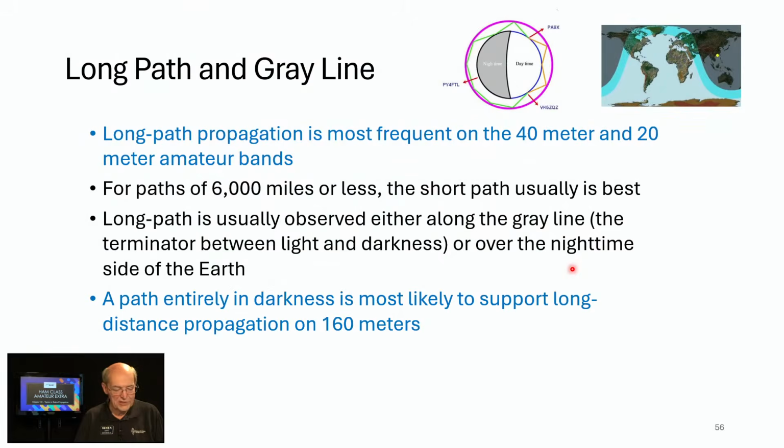So in that case, the short path actually turned out to be the skip zone. Again, no propagation that way, but long path, no problem. So that's tying some of these concepts together, I hope. This is practical and real stuff.